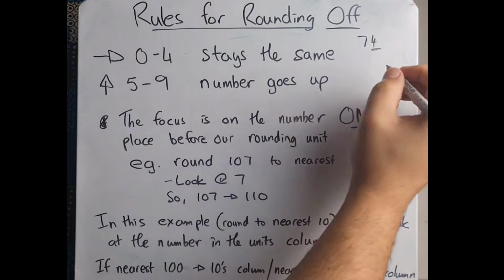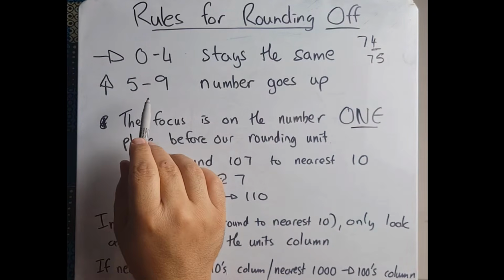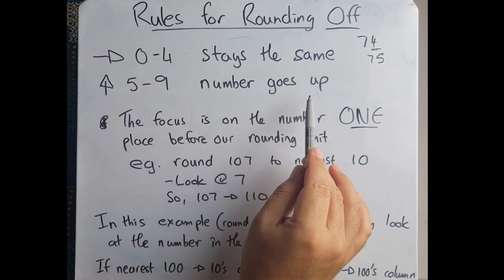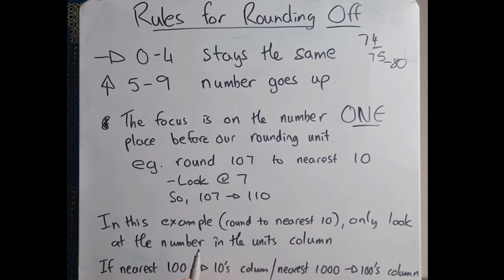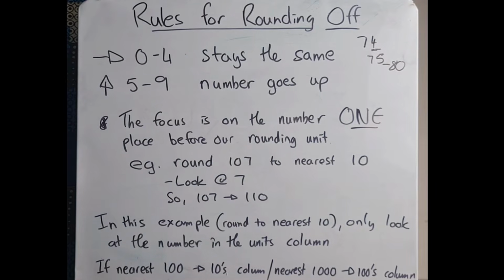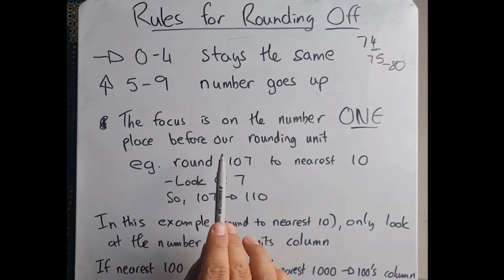However, if that number is 75, what happens now with my next rule? If that number is between 5 and 9, it has to go up. So this will get rounded up to 80, right? That's up to the nearest whole number. What you can then see from that example is that the focus is on the number one place before our rounding unit.